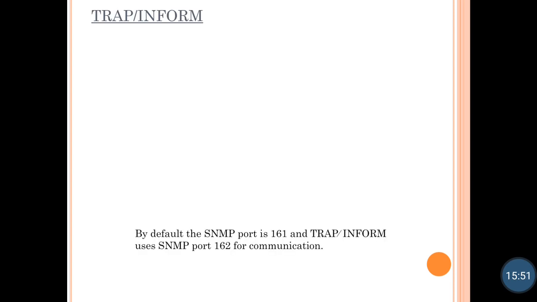Actually we have some diagrams related to get request and get bulk request here, but that's fine. By default, SNMP uses ports 161 and 162. 161 is used for requests and 162 is used for traps and inform requests.